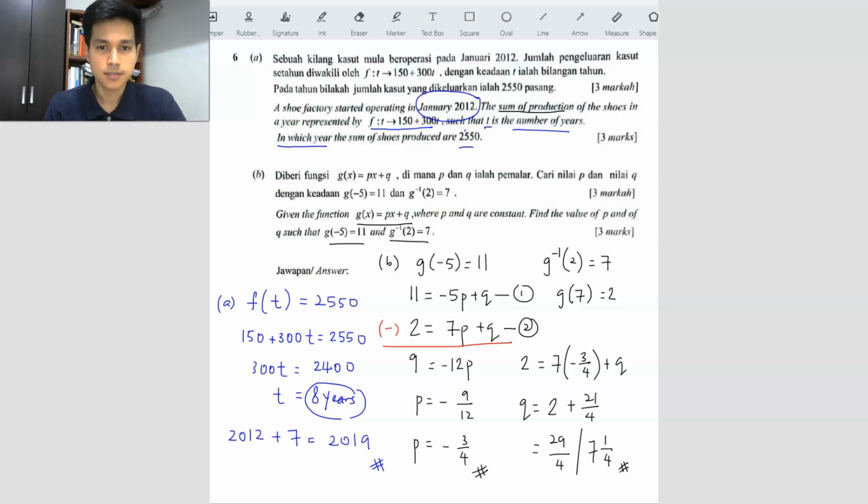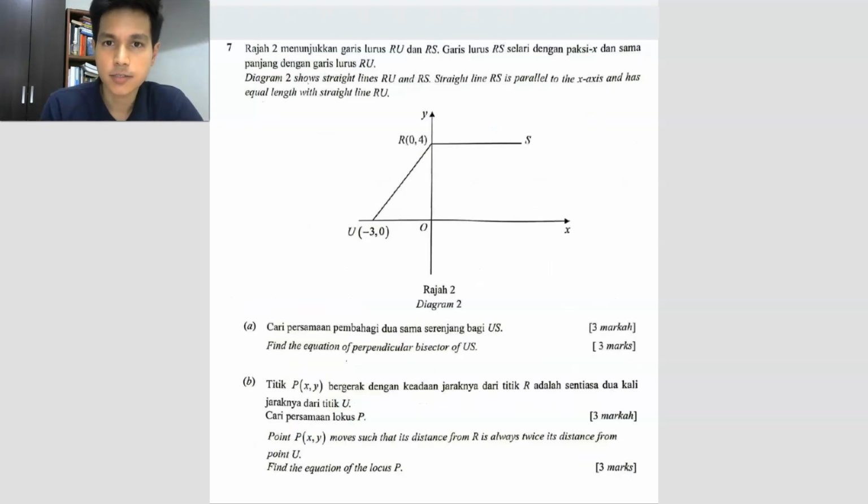Alright, next. Diagram 2 shows straight lines RU and RS. So this is RU, this is RS, and this straight line RS is parallel to the x-axis, and has equal length with RU. So that means these two lengths are the same. RU and RS are the same.